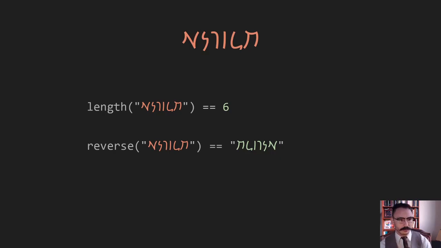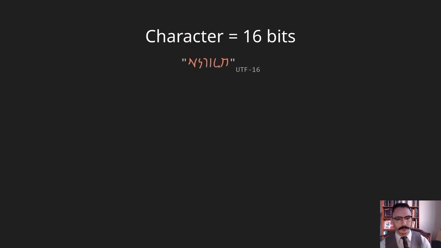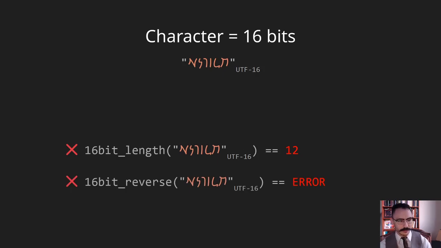And let's try our UTF-16 algorithm. Here we go. Uh-oh, so we got a problem again here. Our UTF-16 algorithm breaks it up into 12 characters. Now, why would that happen? It's clearly 6, right? So something's going on here. And if we try to reverse it, oh, it fails.